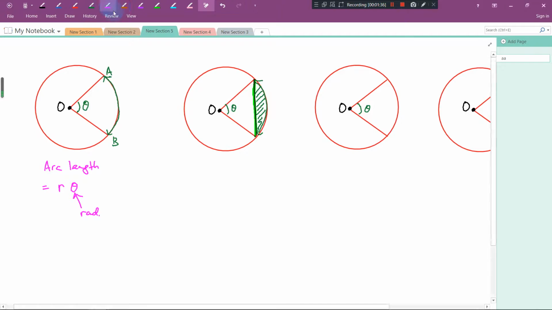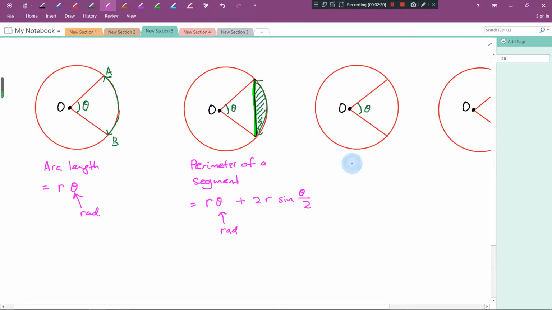Okay, so next we learn about how to find the perimeter of a segment, right? The perimeter of a segment is actually the sum of the arc length and the chord length. So the arc length is r theta, the theta here must be in radian, plus the chord length. The chord length is 2r sine theta over 2. The theta here can be in radian or degree. If this is in radian, when you key in your calculator, you have to be more careful. So this is arc length, this is chord length.